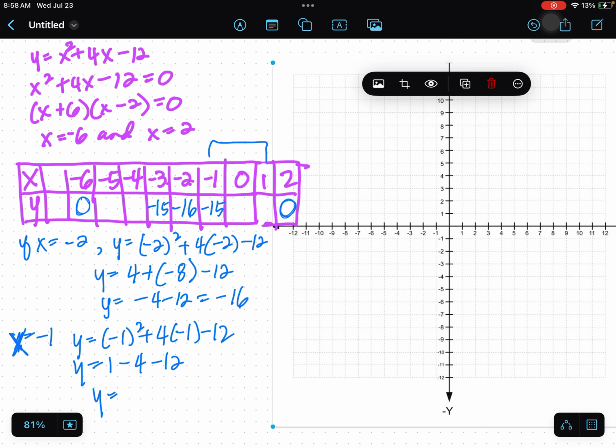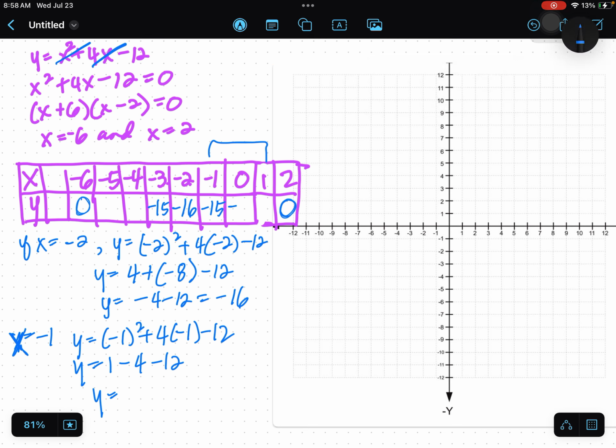Okay? If x is 0, mawawala lang yung dalawa na yan, magiging negative 12 to, then this will be negative 12. You get what I mean? And then if x is 1, it's going to be 1 plus 4, that's 5, minus 12 is negative 7. Tsaka lang tayo makaka-reach sa 0. So, no need to solve. All you need is one side. You can essentially guess the other side.